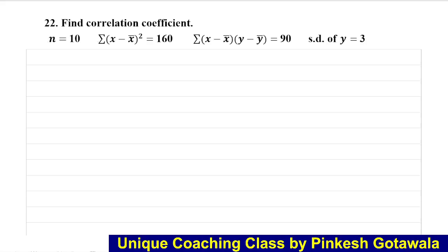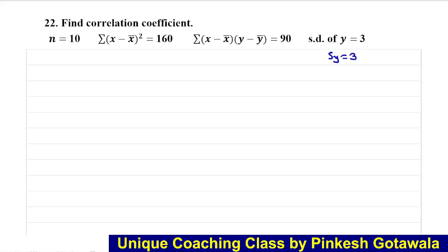Let's see the last video of short sums in the Karl Pearson method. Find the correlation coefficient: n = 10, sigma (x minus x bar) square = 160, sigma (x minus x bar)(y minus y bar) = 90, SD of y = 3. So here we have to find out r and almost everything is given, only this SD of Y. It means this is Sy.